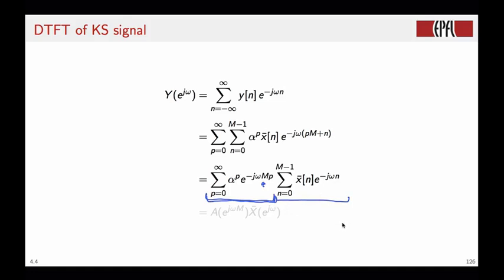So we can write this as the product of two DTFTs. The first one is the DTFT of the exponentially decaying sequence that we saw before. And the factor of M in the exponent propagates to the argument of the DTFT and simply means that we're contracting the frequency axis by a factor of M. It's just a rescaling of the frequency axis. The second term we'll compute in just a second.